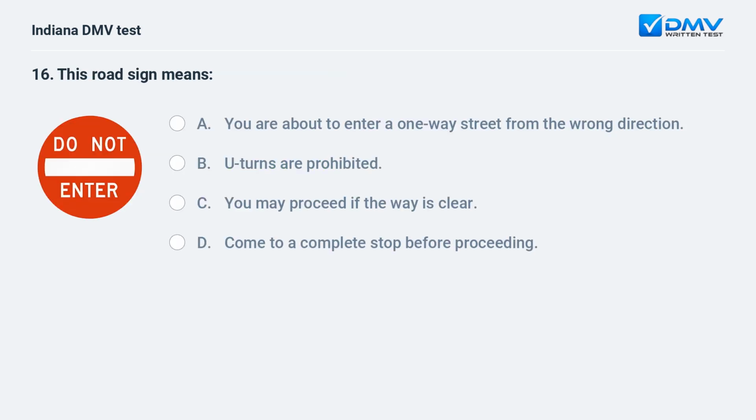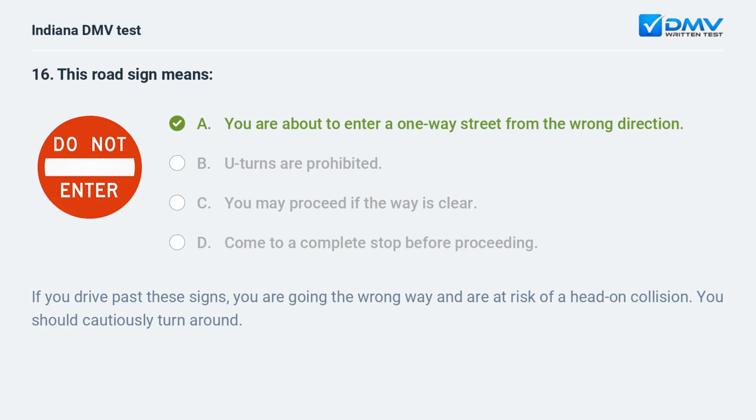This road sign means: a. You are about to enter a one-way street from the wrong direction. b. U-turns are prohibited. c. You may proceed if the way is clear. d. Come to a complete stop before proceeding. The answer is a. You are about to enter a one-way street from the wrong direction.